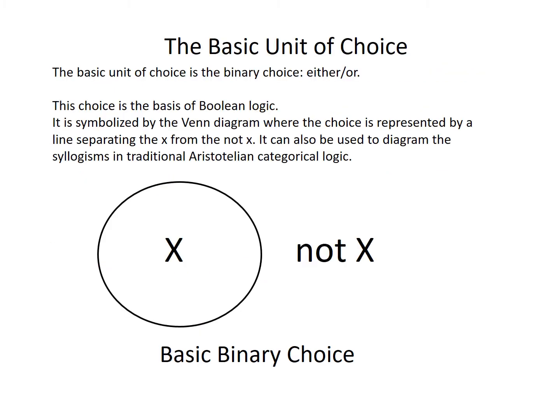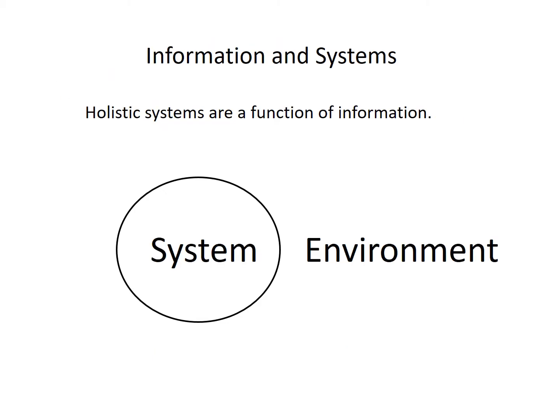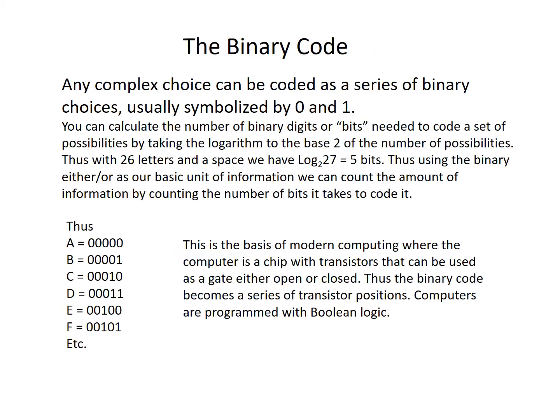Now, the basic unit of choice is the binary choice, either or. This choice is the basis of Boolean logic. It is symbolized by the Venn diagram, where the choice is represented by a line, separating the X from the not X. It can also be used to diagram the syllogisms in traditional Aristotelian categorical logic. Thus, X or not X, the basic binary choice. Thus, holistic systems are a function of information, thus the system or the environment.